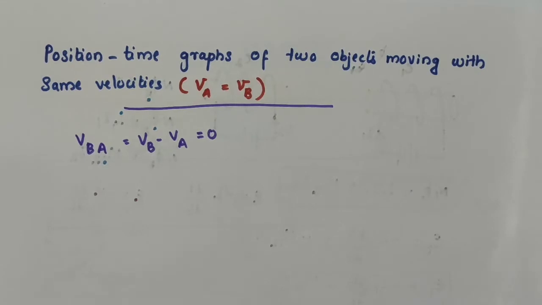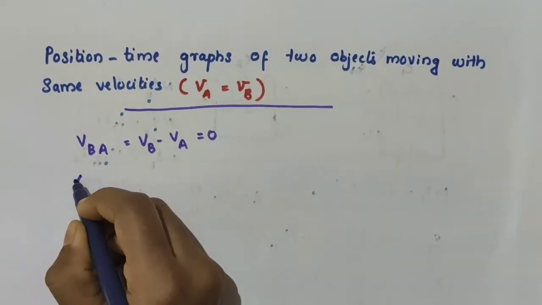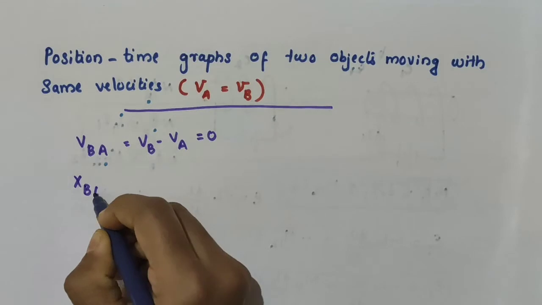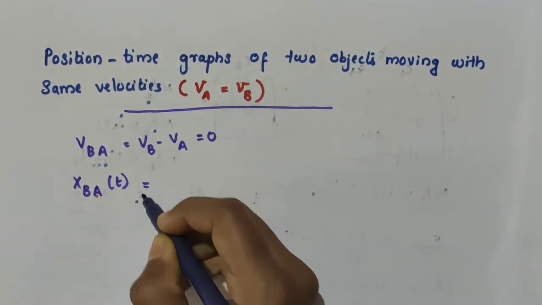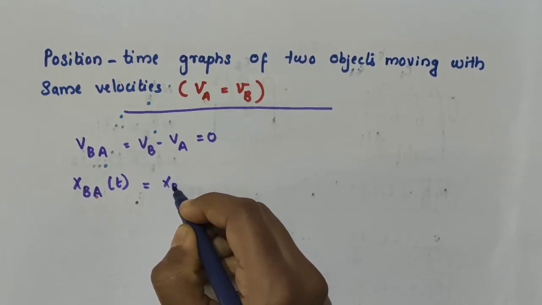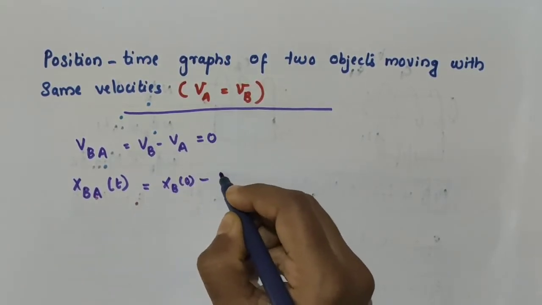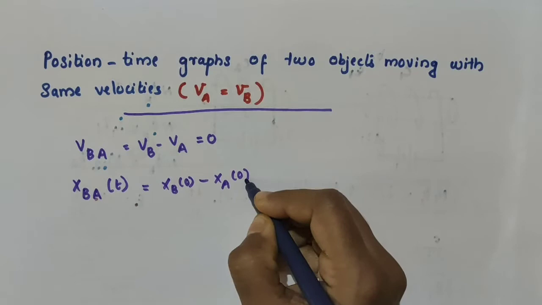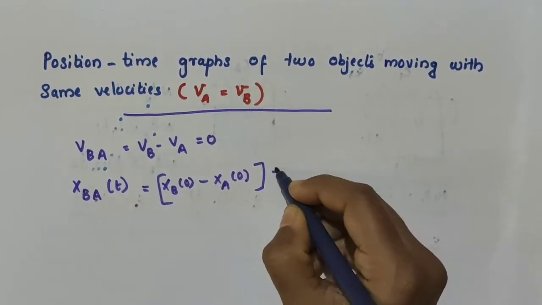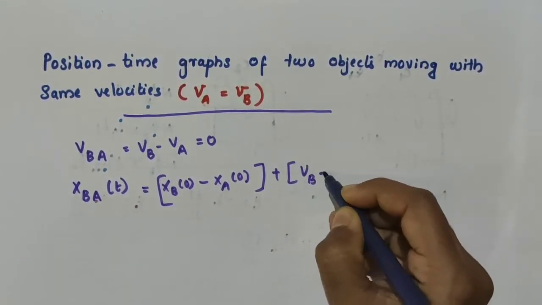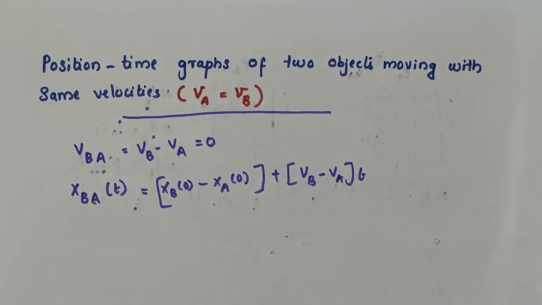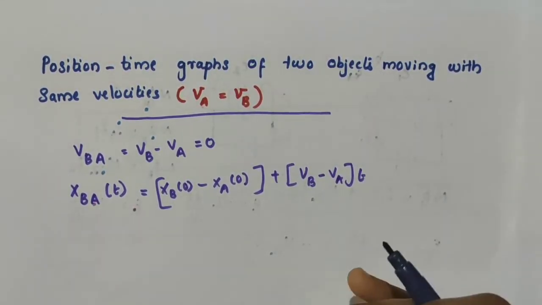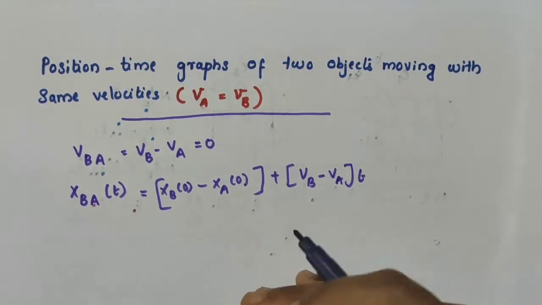We have already discussed one such expression. Now the displacement of B from A, that is XBA at a time t, is equal to what? XB of 0 minus XA of 0, plus VB minus VA into t. We discussed this expression in the previous video while discussing relative velocity.